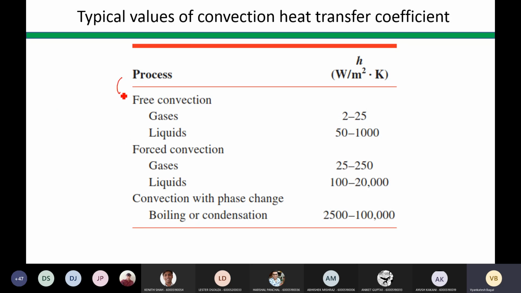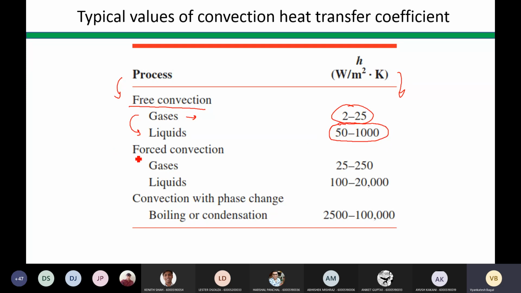So the process is mentioned on the left hand side, and the typical values of the heat transfer coefficients are given, or the range is given, on the right hand side. If you have free convection or natural convection when gases are involved, the typical values of the heat transfer coefficient will range from 2 to 25. Now, if the same free convection takes place where liquids are involved, you may come across values of heat transfer coefficient ranging from 50 to 1000, right?